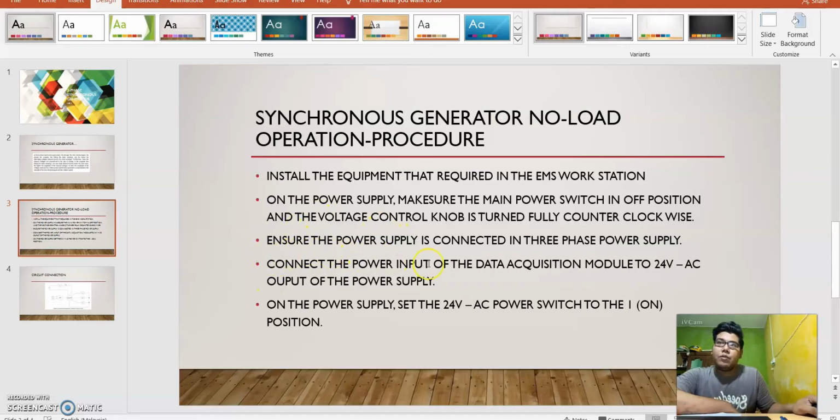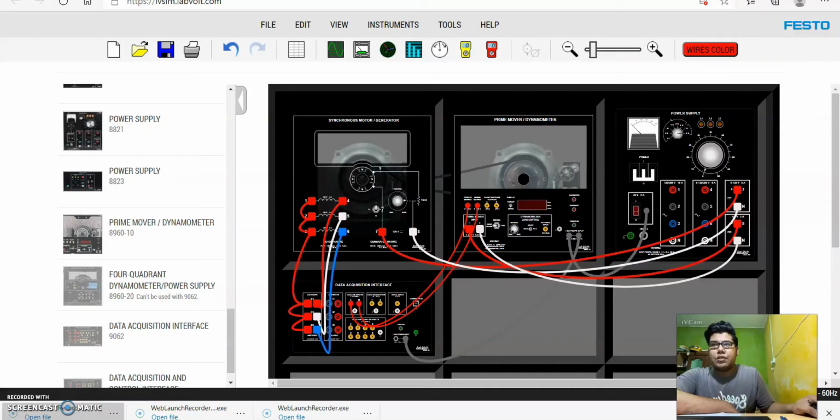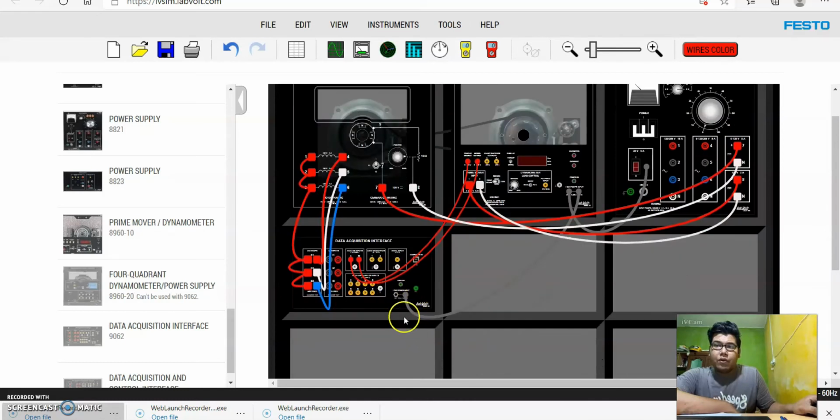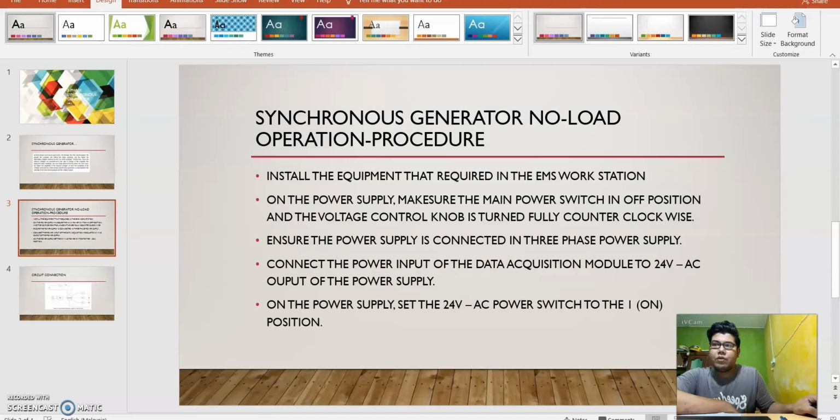Ensure the power supply is connected to a three-phase power supply. Then connect the power input of the data acquisition module to the 24 volt AC output of the power supply. So as you can see, this is the data acquisition interface, and this is the 24 volt that is already connected to the power supply. Then we go to the next procedure.